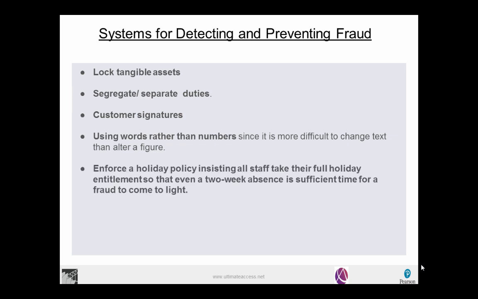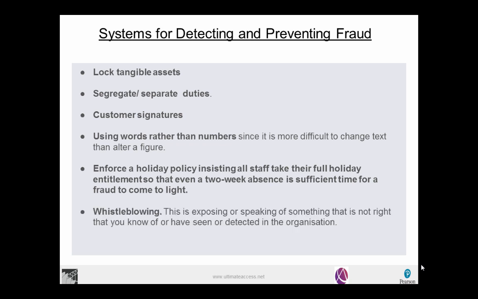Five, enforce a holiday policy. Tell your staff to go, because even a 2-week absence is sufficient time for a fraud to come to light. Remember this, their presence there means that they can control anyone from seeing the fraud that they are doing. Okay, but if they go, they're not able to do that, and hence some of these things that are happening in the darkness tend to come to light.